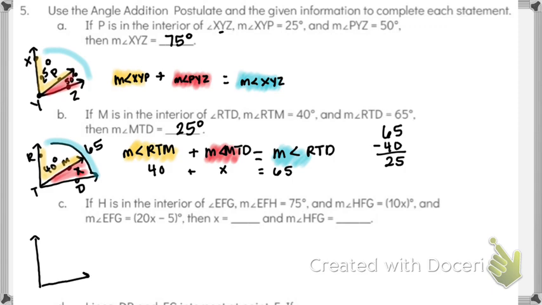So with C, it says H is in the interior of angle EFG. Now we're going to start working with algebra. H is in the interior, so again, just pop H somewhere in there. I avoid having it in the middle. It says EFH is 75, so this top one is 75 degrees. HFG is 10x, so this right here is 10x. And EFG, the whole thing, is 20x minus 5.